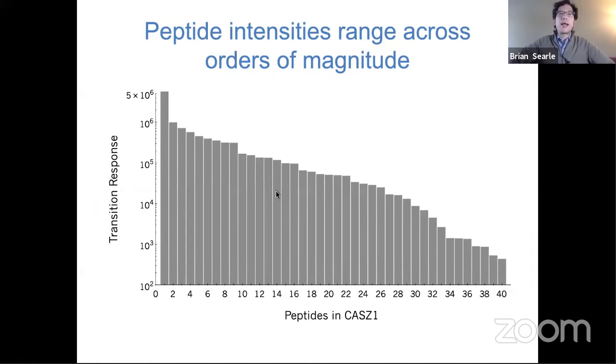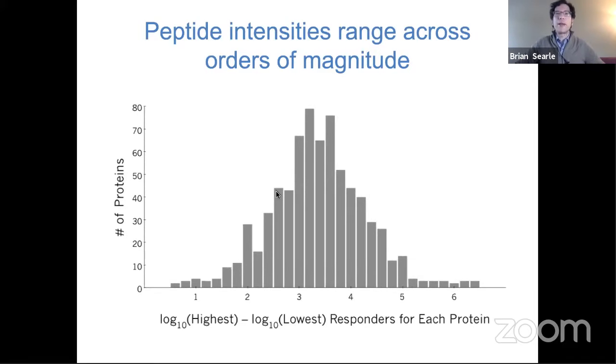And so Lindsay put up this slide showing specifically Cas-Z1, which is a transcription factor, and just the transition response for different peptides in Cas-Z1 sorted in order, and how in this particular case, there's more than 3 orders of magnitude between the top responder and the bottom responder. This is actually really common. This is pretty normal. If I look at, for example, this sampling of 700 different proteins, again, all synthesized proteins, so we know that their peptides should be at equimolar levels, there are orders of magnitude between the top responder and the bottom responder.